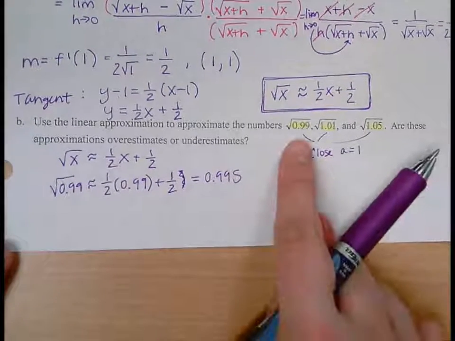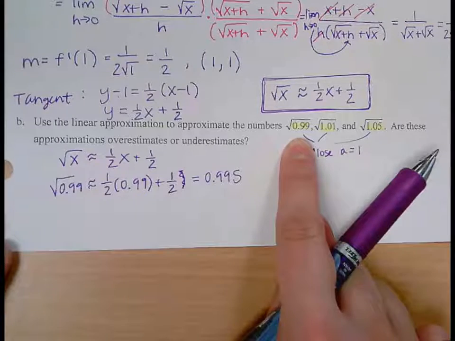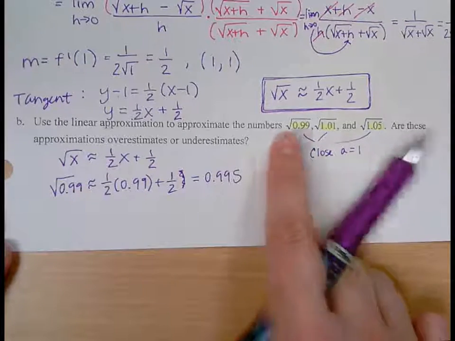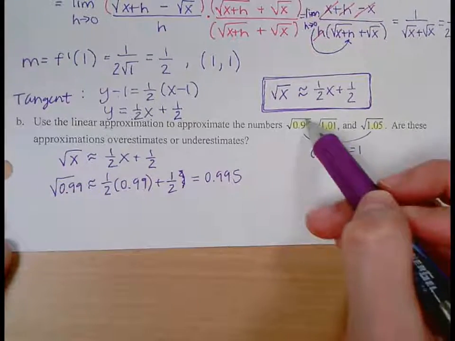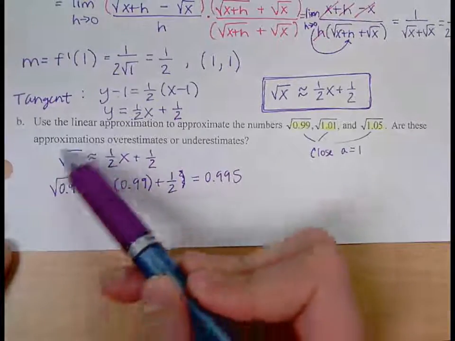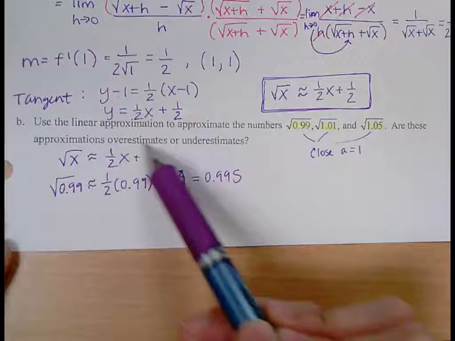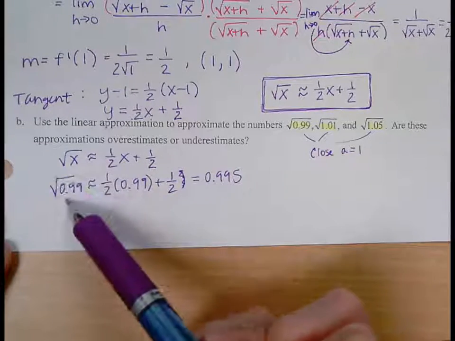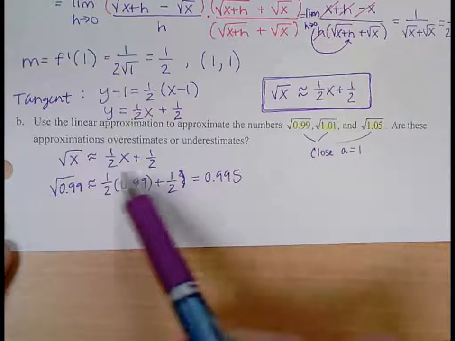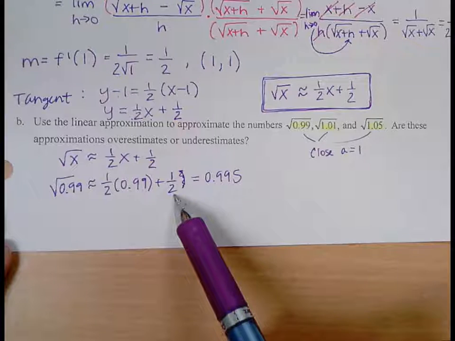No, because here your x value is still 0.99. This is just saying you're approximating this value. So we're approximating the curve square root of x with this line. So we're approximating the square root of 0.99 by plugging 0.99 into the line. Does that make sense?